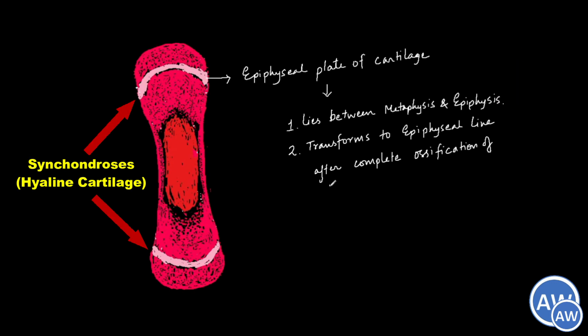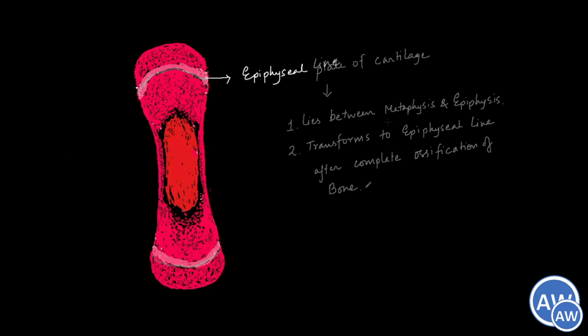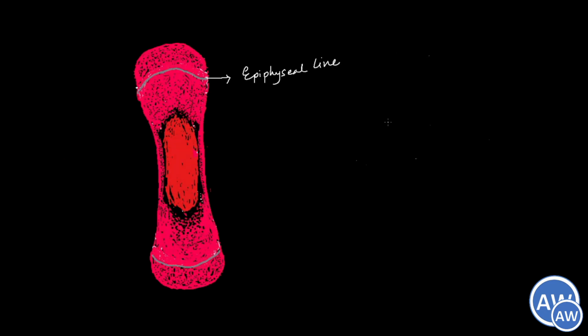Since the hyaline cartilage retains the capability to ossify with age, the synchondrosis tends to synostose when growth is complete. That means the cartilage will be replaced by bone.